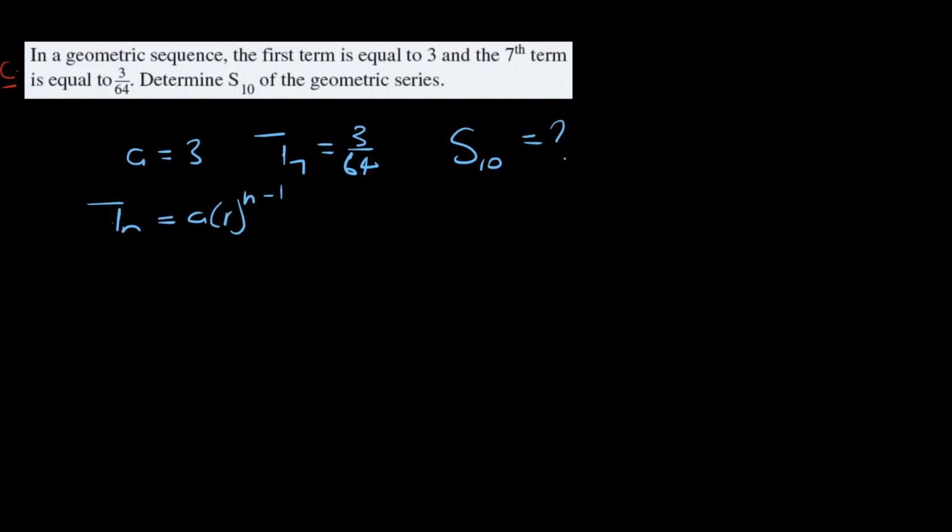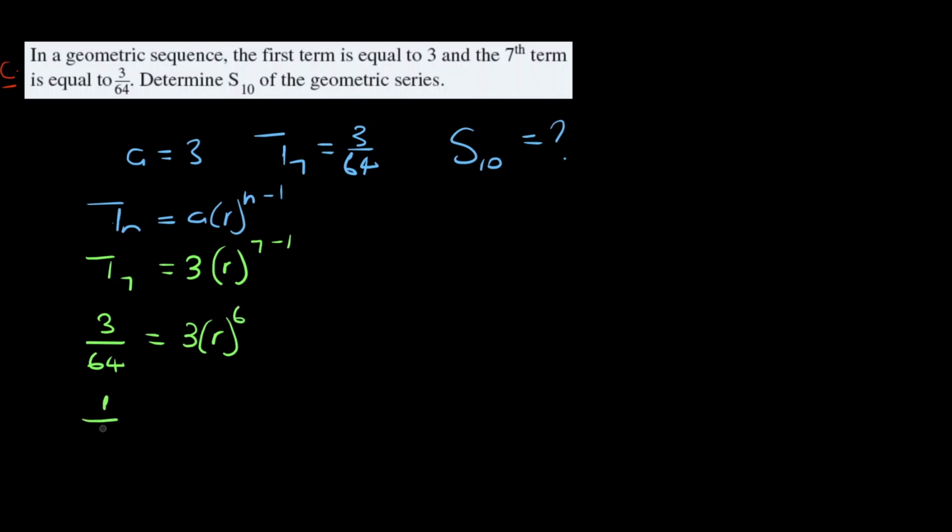So really, let's rewrite T7 in terms of that. T7 is equal to a times r to the power of n minus 1. We know our a value is 3, and n is 7, so 7 minus 1. But we're told that T7 is equal to 3 over 64, which is equal to 3r to the power of 6, and we can go ahead and divide both sides by 3.